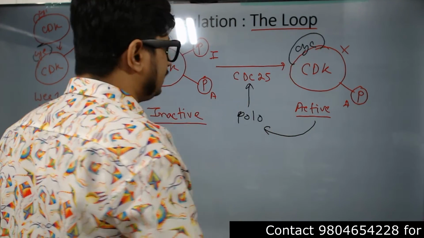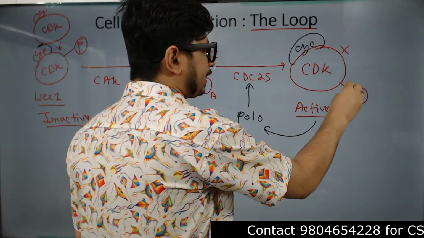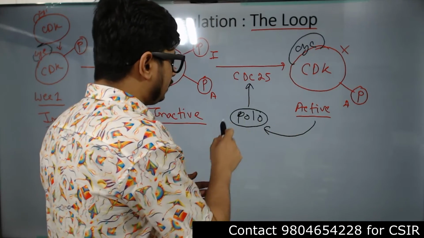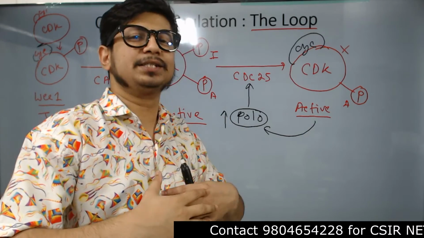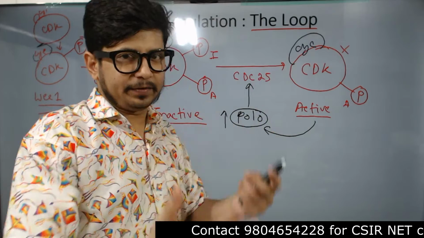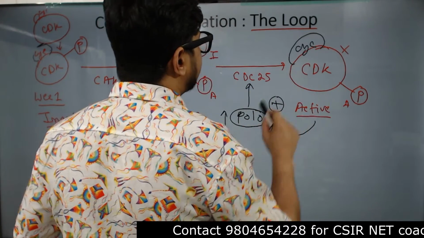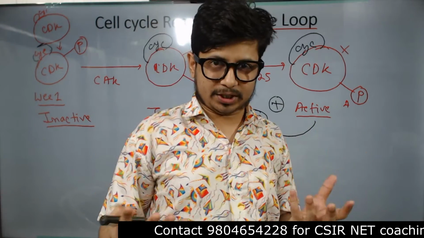Polo activates CDC25, right? So whenever CDK goes into the activated form, it will influence Polo. Further, Polo gets ready, so CDC25 also stays active. CDC25's work will be to activate CDK again. So that's a positive feedback loop, right? So it's actually CDK, once active, trying to increase its own concentration in this manner.